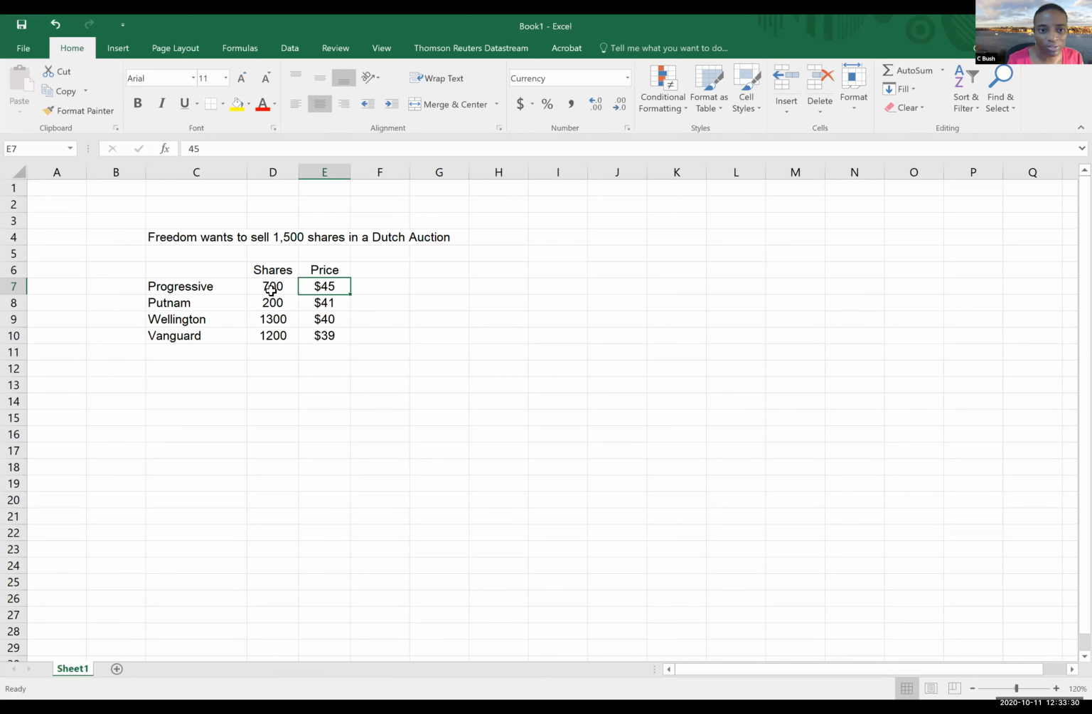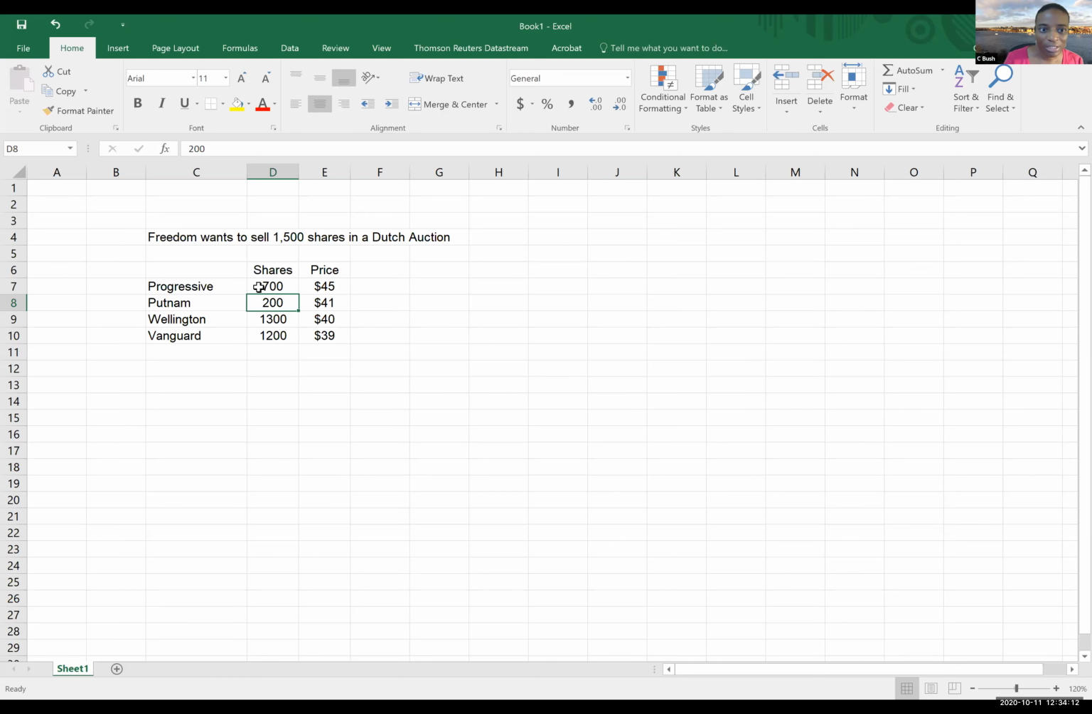If Freedom accepts $45 as the price, the only people who are willing to pay $45 is Progressive. And they will only buy 700 shares. But Freedom wants to sell 1,500 shares. So that's not enough shares. So then they go down to the next price, $41. I say, okay, well, if I price the shares at $41, how many shares can I sell? Well, Putnam says, hey, we'll buy 200 shares at $41.